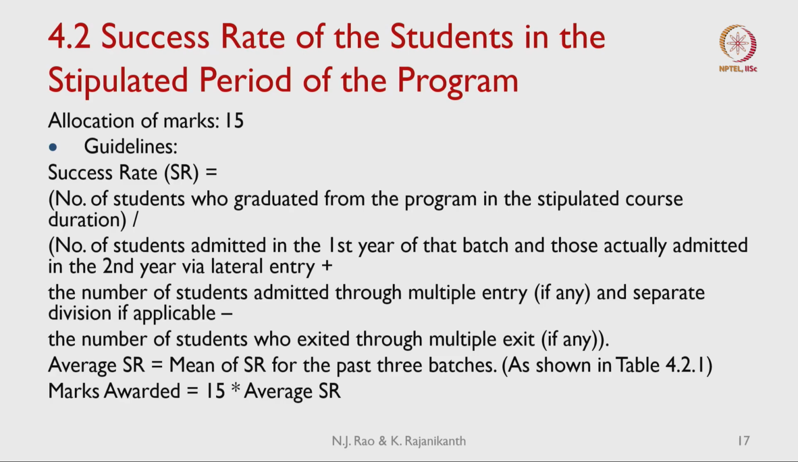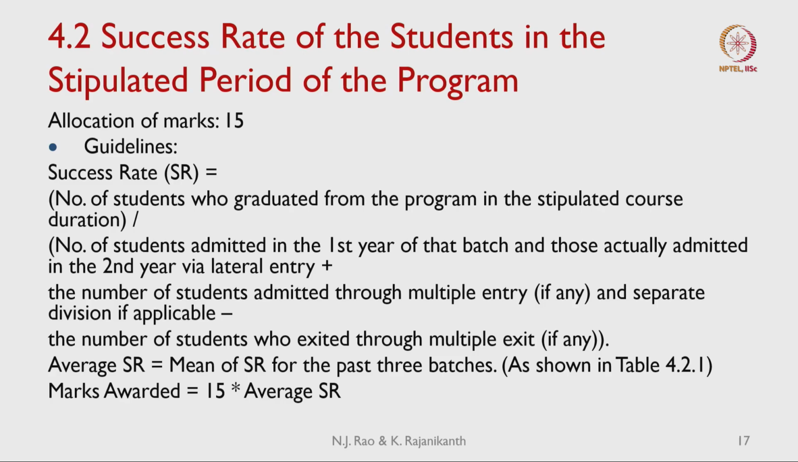As I mentioned, in all engineering programs for a long time we had the practice that the diploma students can come in via lateral entry in the second year, but then they belong to the batch of students who got admitted in first year in the previous year. So, the number of students admitted in the first year of that batch and those actually admitted in the second year via lateral entry, they belong to the same batch.